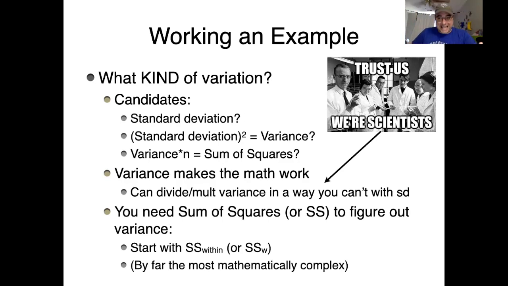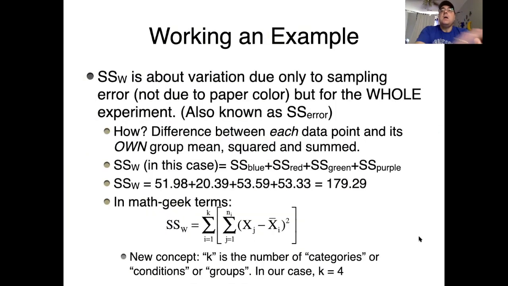Let's start with within, because it is by far the most intimidating looking, even though it's just a repetitive, simple step done many, many times. The sum of squares for the error term, the denominator, those differences within a group, is about all the variation that we can see in this study that is due only to sampling error. None of these variations can possibly be due to paper color. Paper color is the thing we're looking for in order to prove that it has an effect. But here we're not looking for the effect of paper color. We're looking just for the effect of sampling error.